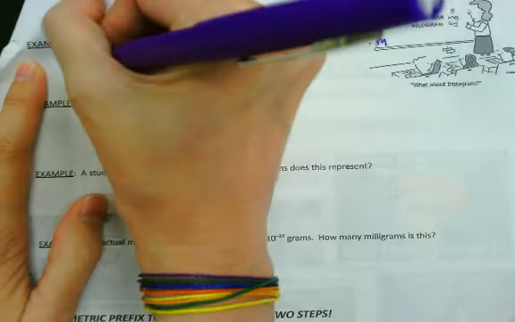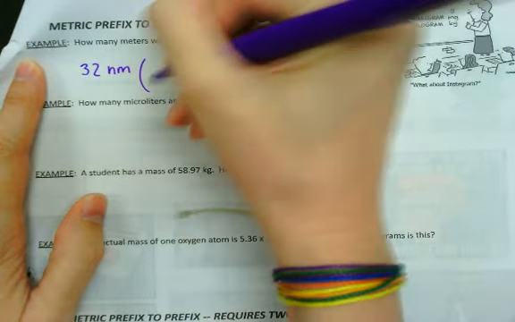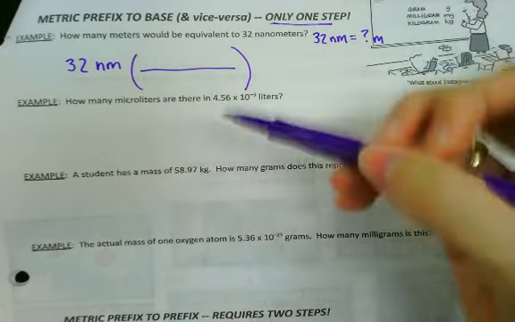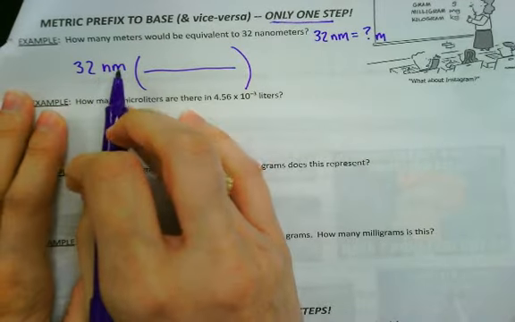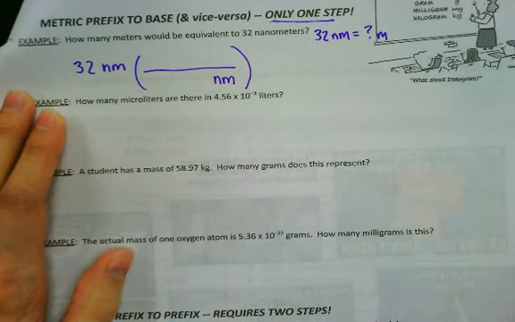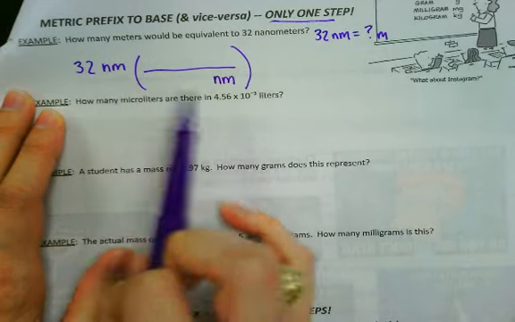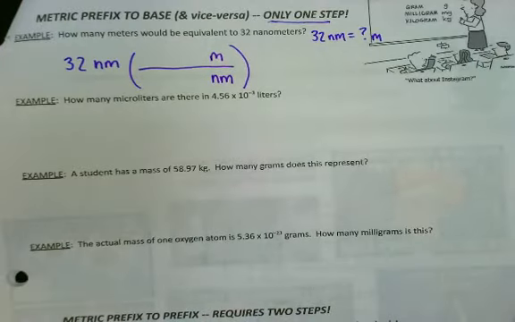So we're going to do what we did previously. We're going to write our given first, 32 nanometers, and we're going to set up our conversion. I'll use parentheses here. The same rules apply for how we organize our units in our conversion, okay? What goes up must come down. So we're going to take nanometers and put it in our denominator here. And we are trying to convert to meters in this case. I told you that metric prefix to metric base is 1 step. We can do that in 1 step with 1 parenthesis.